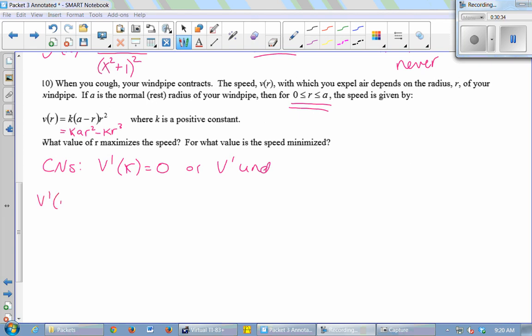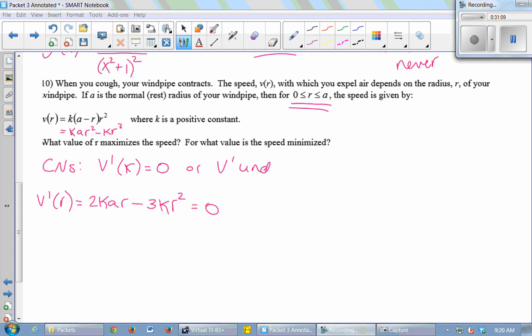So v prime of r is going to be, ka is just a constant, just some number, k times a. So I'm going to bring the 2 down, so I get 2ka r to the first. And then I have minus, bring the exponent down, 3k r squared. So there's my v prime. That is just a polynomial. It's just a quadratic. It's never undefined. So I just have to set it equal to 0 and solve it.